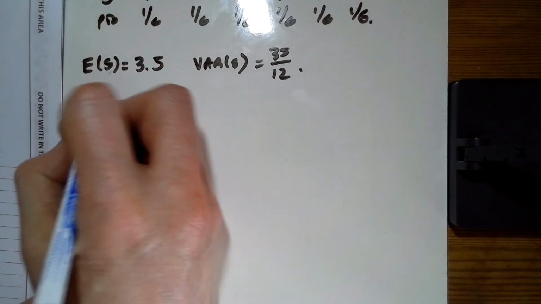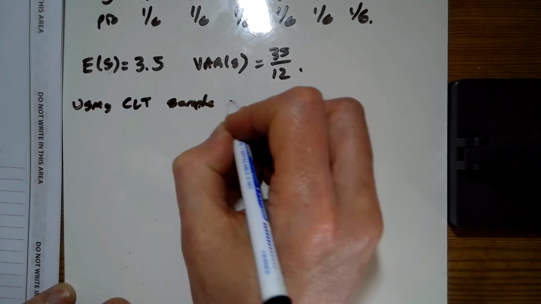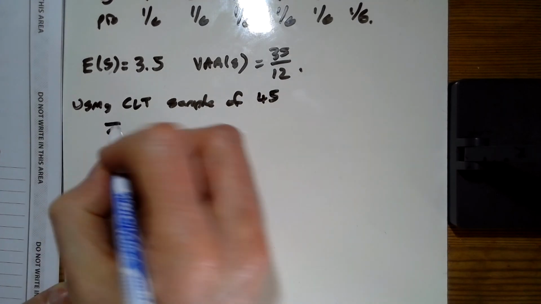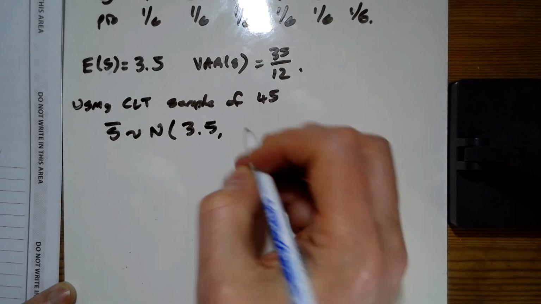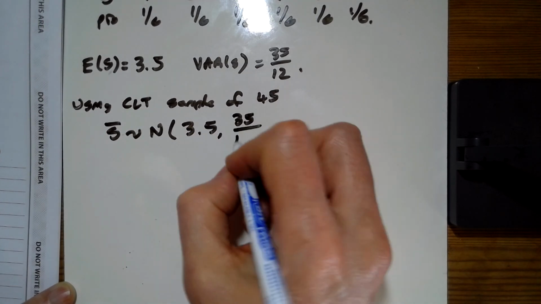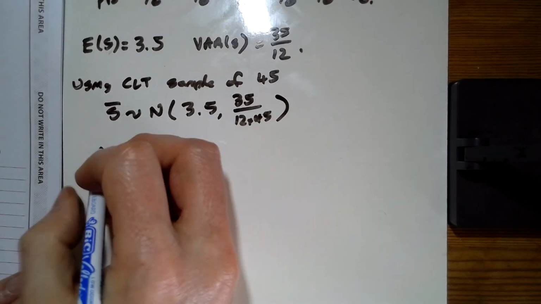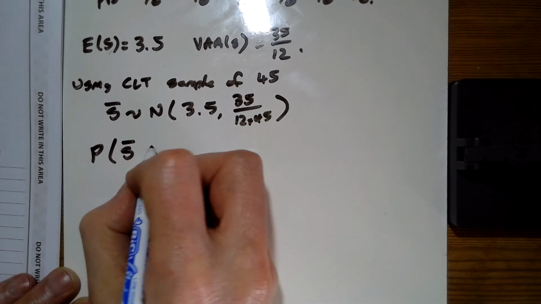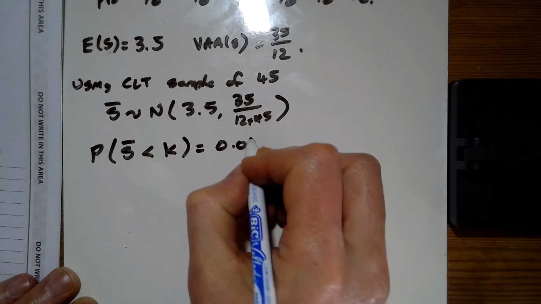Now, using the central limit theorem on a sample of how many? 45, a sample of 45, then the mean will be normally distributed with a mean of 3.5 and a variance of 35 over 12 times 45. And we want the probability that S, the mean, is less than K to equal 0.05.